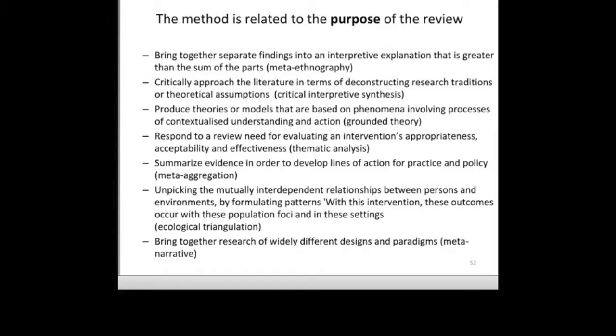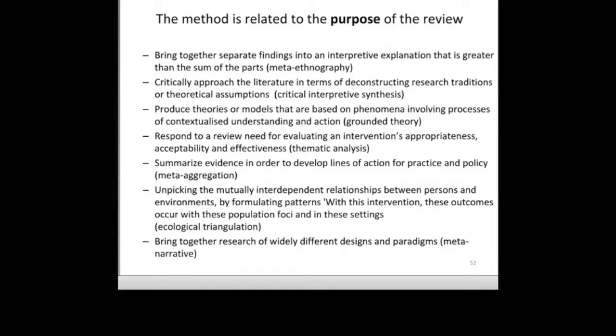I personally work a lot with meta-aggregation. It's an approach that mirrors the linear approach of quantitative reviews and summarizes evidence in order to develop lines of action for practice and policy. But there's a lot of more complex review types that really try to unpick relationships between persons and environments, that try to formulate patterns, for example, with such an intervention, what sort of outcomes will I expect, and how do I think that links into different populations, for example, on the level of gender or different settings, schools, hospitals, and so on. There are also approaches that bring together research of different designs and paradigms. Meta-narrative is an approach that caters for quantitative as well as qualitative basic research, for example. So that's one area that would help you to choose.